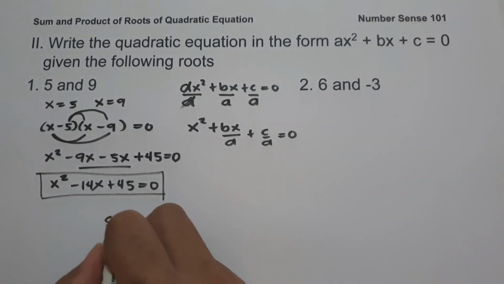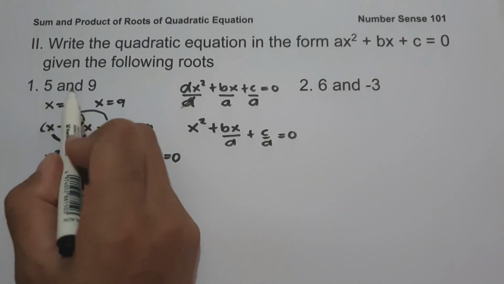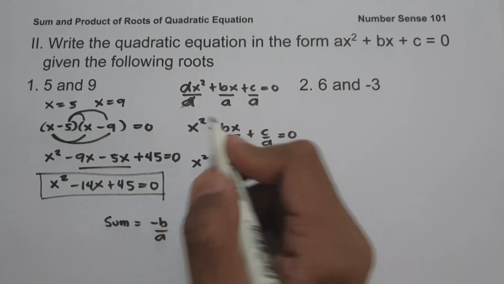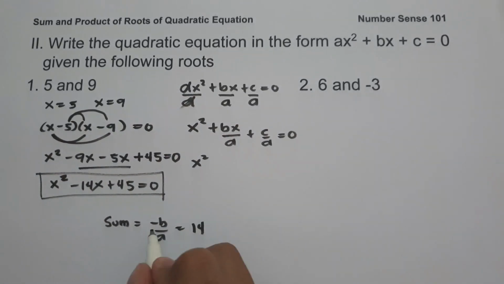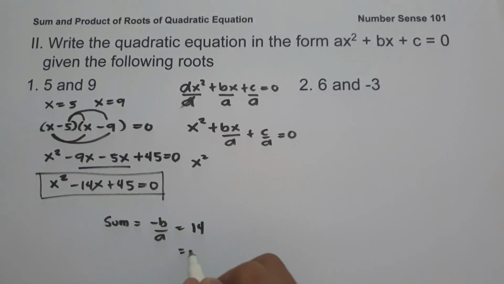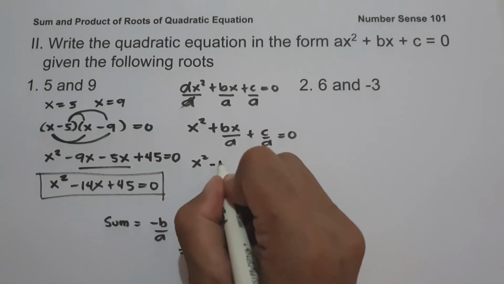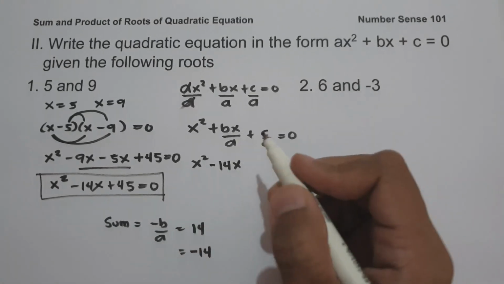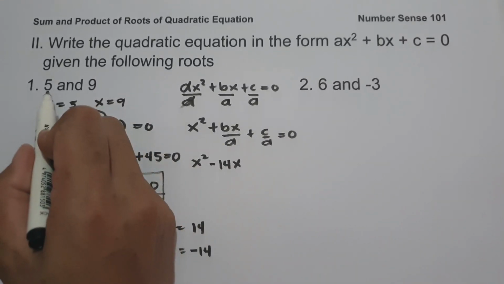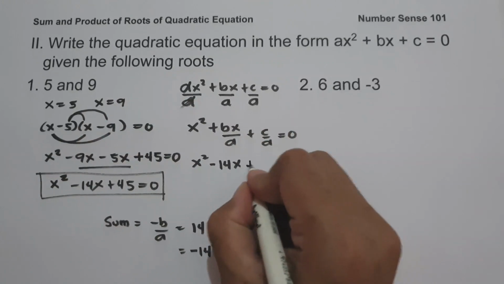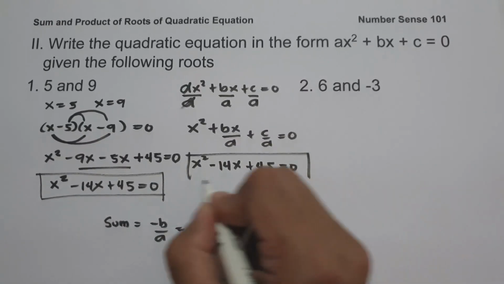Since the formula for the sum of the roots is negative b over a, if we add 5 plus 9, this will be x squared, and 5 plus 9 is 14. And since we have a negative sign, we are going to take the opposite sign, which is negative 14. So let us have negative 14x, and then for the product, that is c over a, this would be 5 times 9 is 45 equals 0. And this will be our answer.